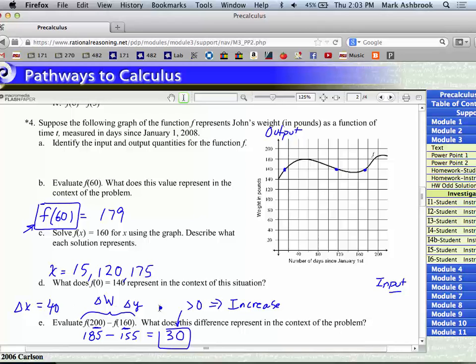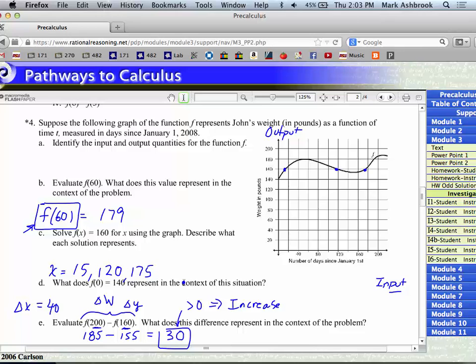So really what's happening here behind the scenes in this expression is we have a change in number of days of 40, from 160 to 200. And then this calculates, over that number of days from 160 to 200 days after January 1st, the change in weight. And like he said, it went up 30. It was an increase of 30.